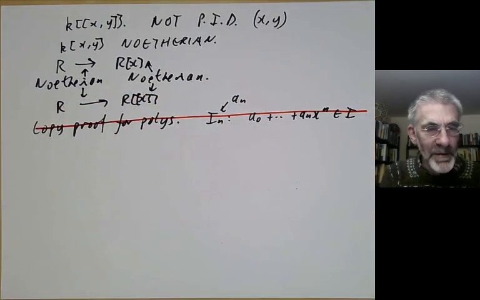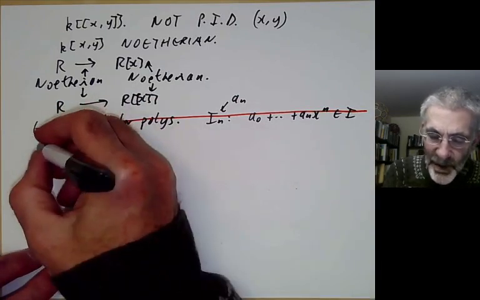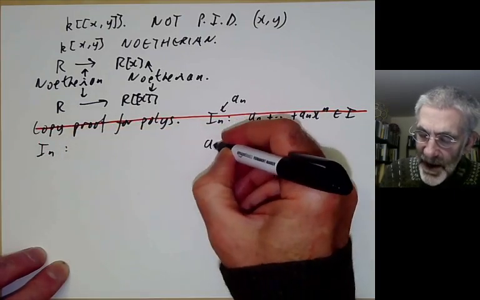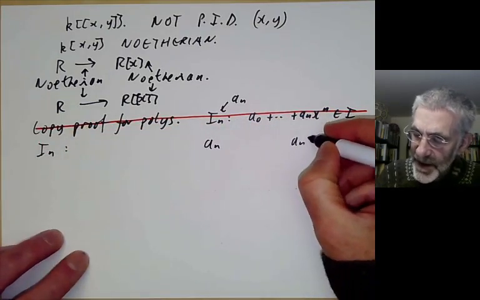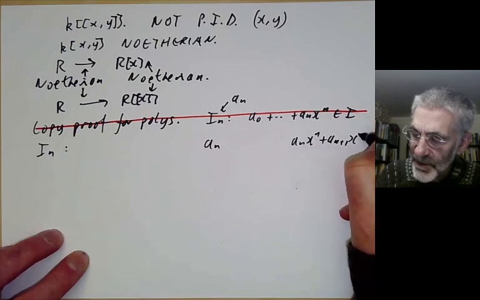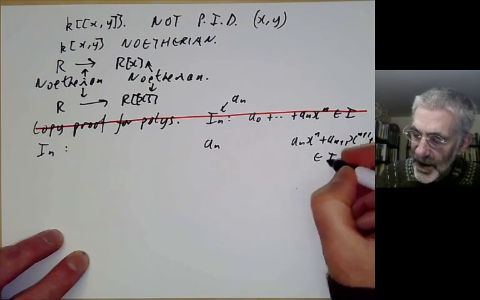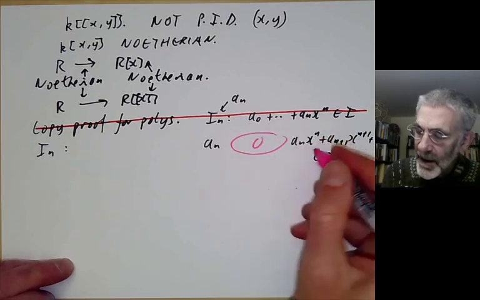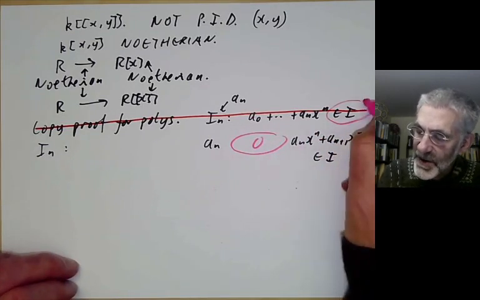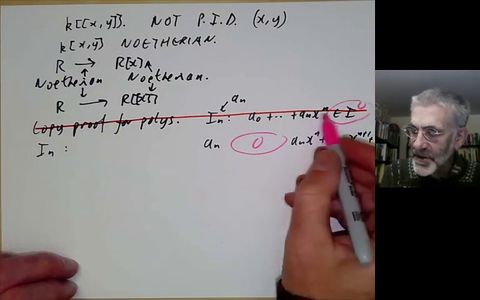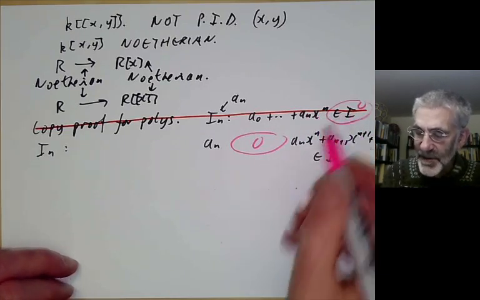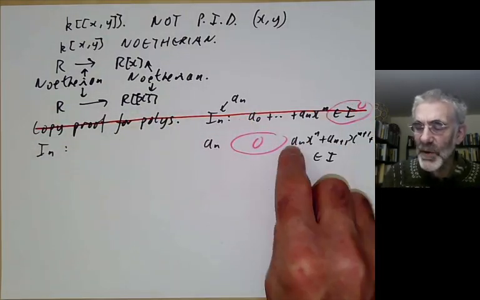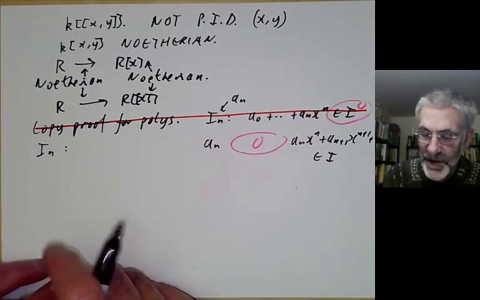What we do is we take the proof for polynomials and instead we modify it as follows. We're going to let In be the ideal generated by the numbers an, where an x to the n plus an plus 1 x to the n plus 1 and so on is now in I. So here we're taking all powers of x less than x to the n to be 0, whereas for polynomials we're taking all coefficients of x to something greater than n to be 0. So it's like the proof for polynomials, except we're somehow turning things upside down. We're looking at lowest coefficients rather than leading coefficients.